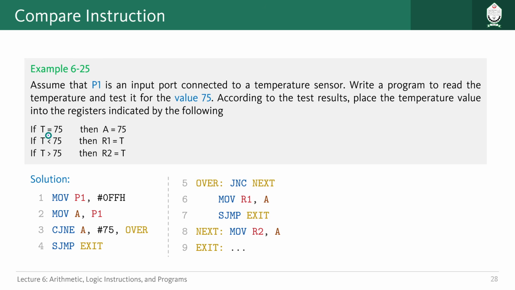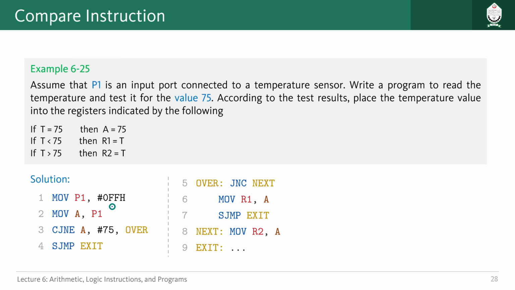So if temperature is equal to 75 coming from port 1, then we have to keep 75 in register A. If temperature is less than 75, then we are going to keep the temperature in register R1. If temperature is higher than 75, we have to keep the temperature in the R2 register. So how to do that?